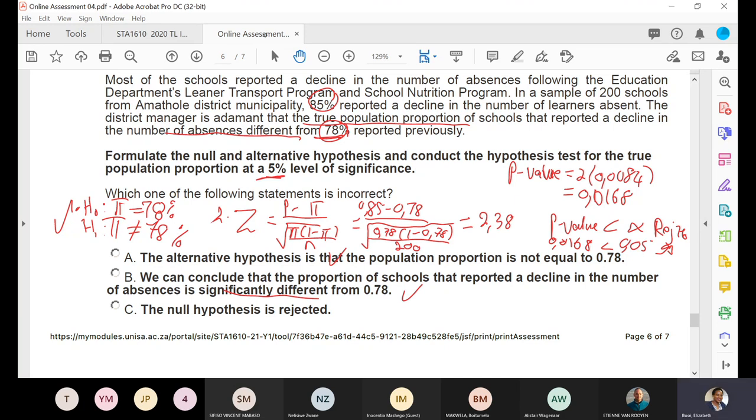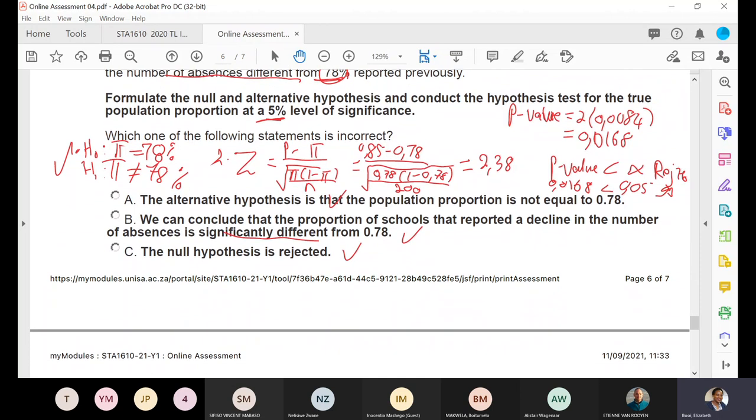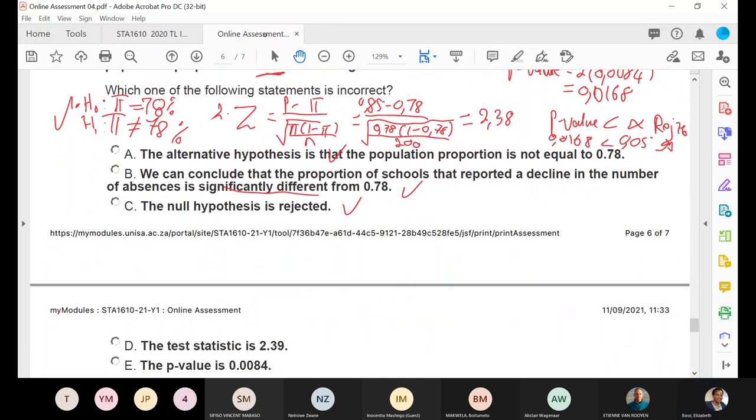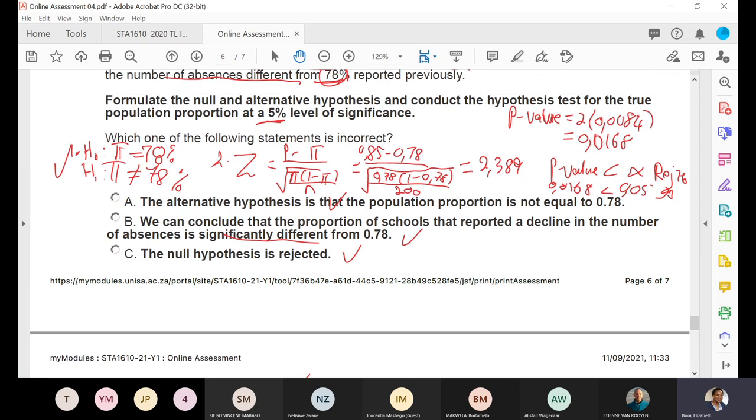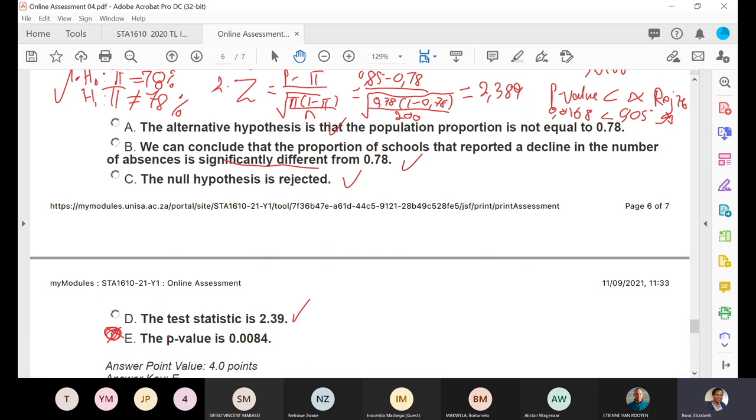The null hypothesis is rejected. We rejected the null hypothesis based on the statement that we made. That's true. Then the other two: the test statistic is 2.39. Did you round off correctly? Because they say it's 2.38. What did you get? Yes, the answer was 2.389. So when we rounded off, it's 2.39. So you need to make sure that you round off correctly. So that is correct as well. The p-value is 0.84? The p-value is 0.0168. It's not 0.084. So that is the incorrect one.